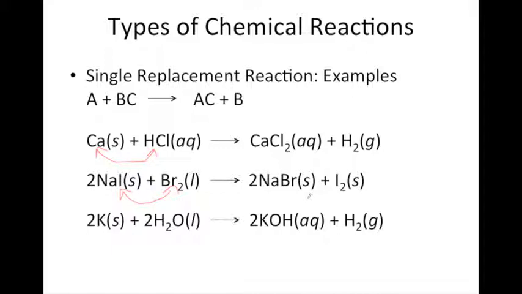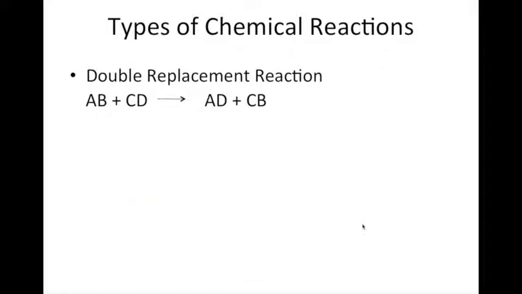Again, each of these equations is balanced. And here, potassium reacts with water. We get potassium hydroxide, so the potassium switches place with hydrogen. We get potassium hydroxide and hydrogen gas. Now let's look at the next class, which is a double replacement reaction.